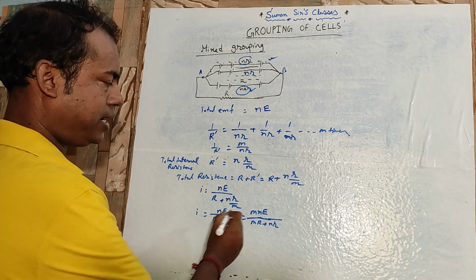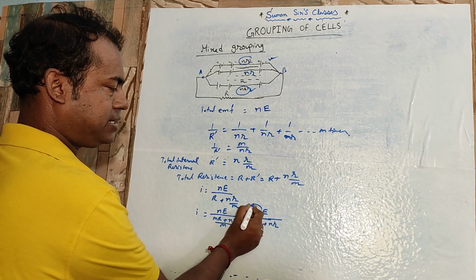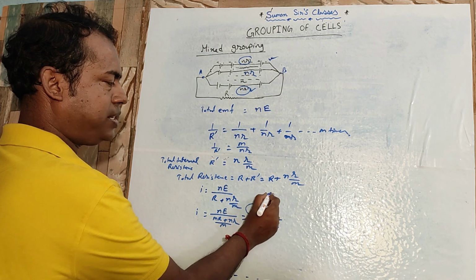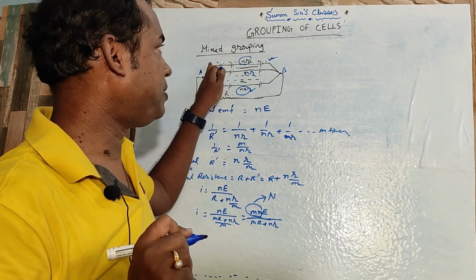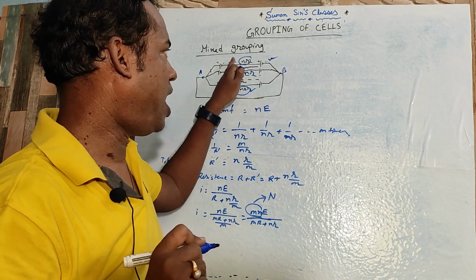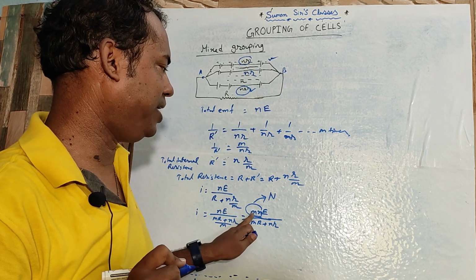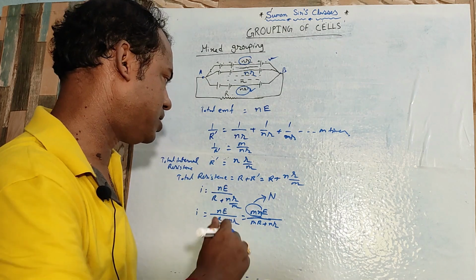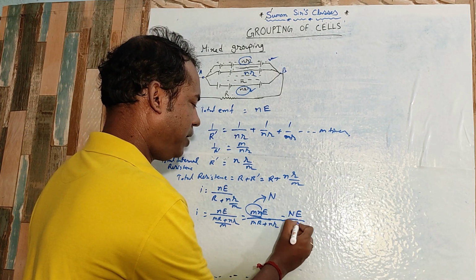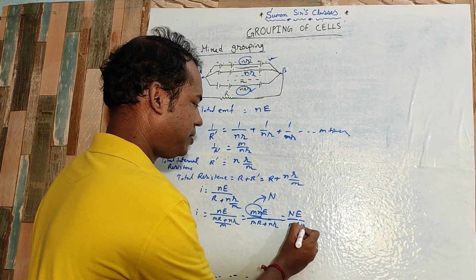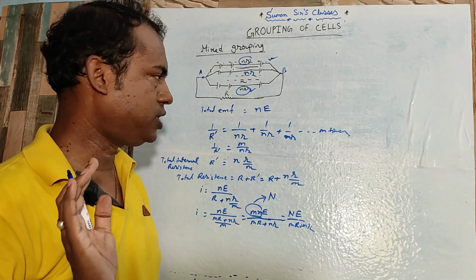Okay. So here M into N is the total number of cells. If I represent it, N is capital N, because that is the number of cells in one row. How many rows are present? That is M. So M into N represents the total number of cells. This may be written in the form of current I equals N into E by MR plus NR. Up to this, clear?